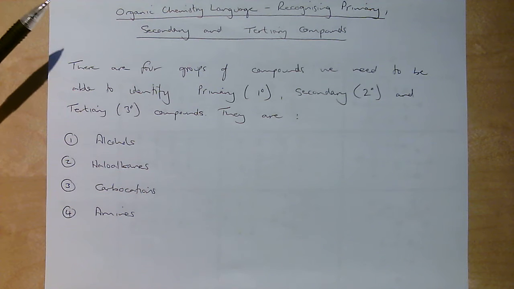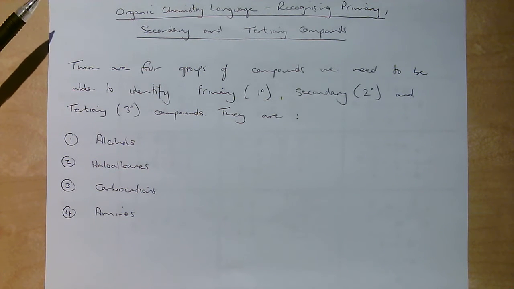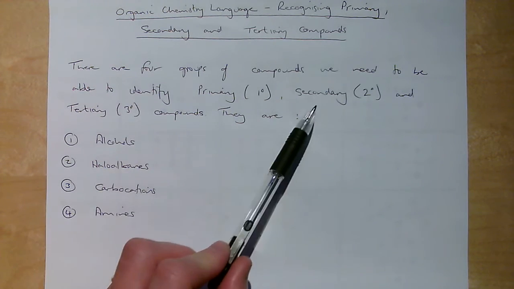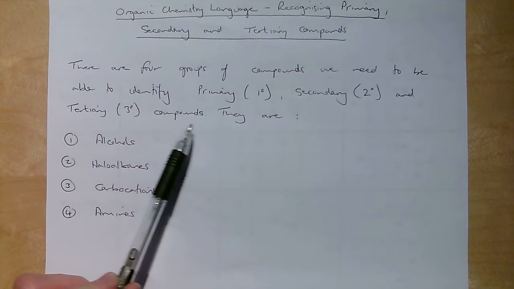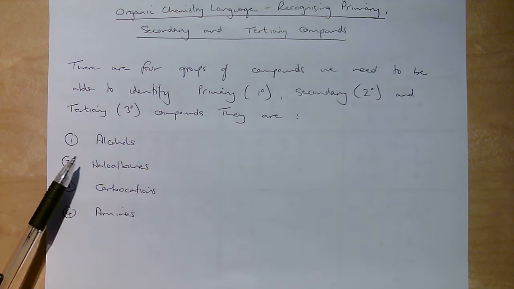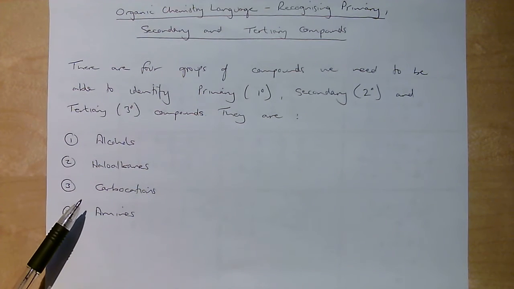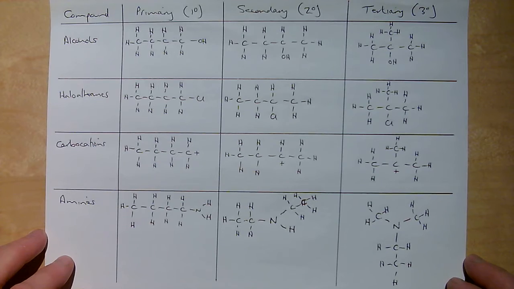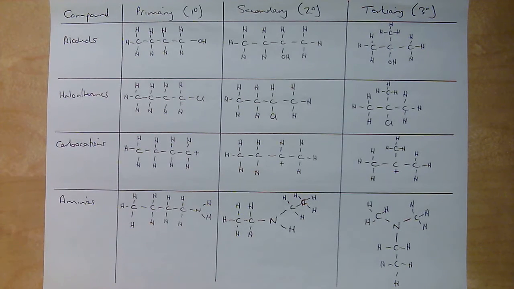Today we are going to have a look at recognising primary, secondary and tertiary compounds. There are four groups of compounds that we need to be able to identify as primary, secondary and tertiary: alcohols, haloalkanes, carbocations and amines. So here's a table. I'm going to show you two ways of recognising your primary, secondary and tertiary compounds.